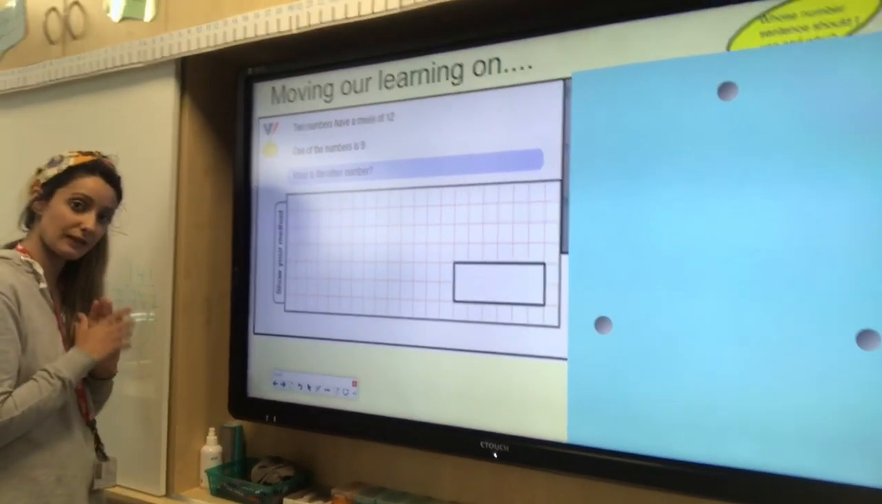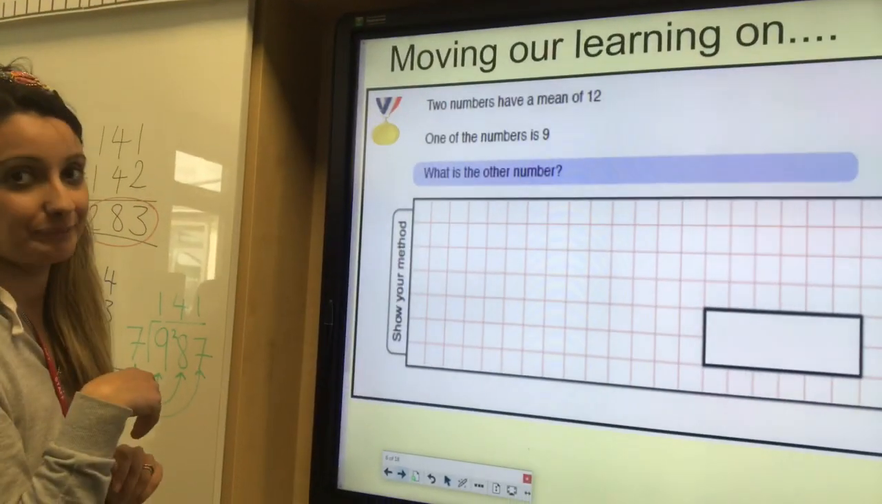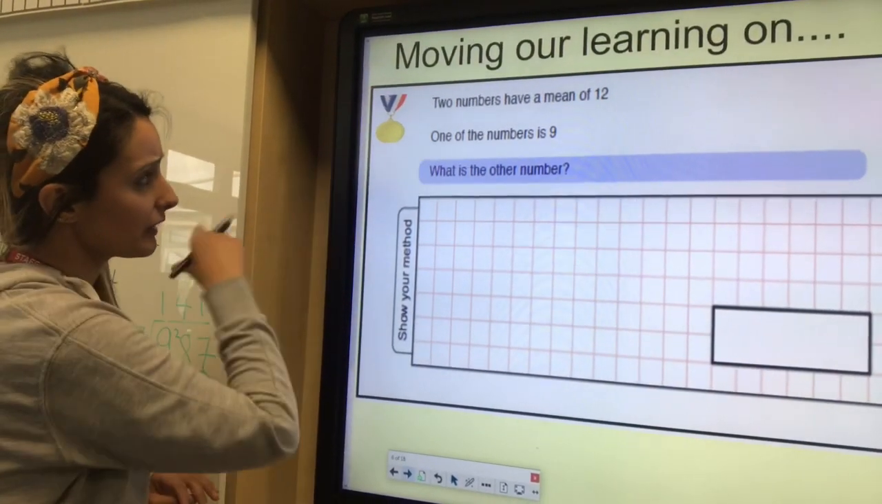So if Miss Bailey brings the camera angle over here, that would be great. You're just loving the camera at the moment, aren't you? So this is gold. I'm moving our learning on.